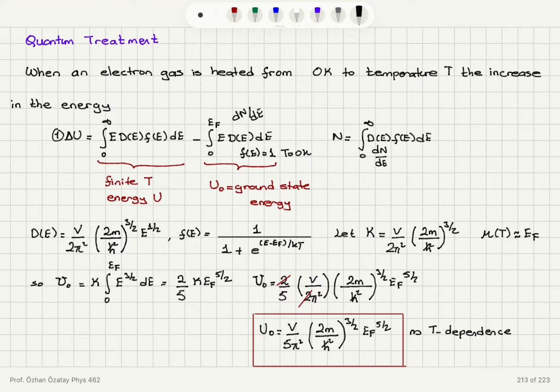That gives us 2/5 K times E Fermi to the power 5/2. So if we substitute for K, V over 2 pi squared (2m over h bar squared) to the power 3/2, the 2's cancel, and we find that the ground state energy is V over 5 pi squared (2m over h bar squared) to the power 3/2 times E Fermi to the power 5/2, and then, as expected, there is no temperature dependence. It's the 0 Kelvin total energy of the system.